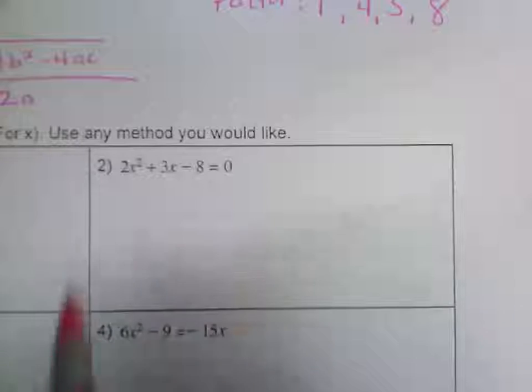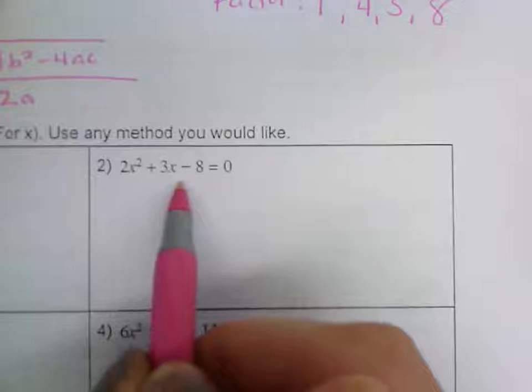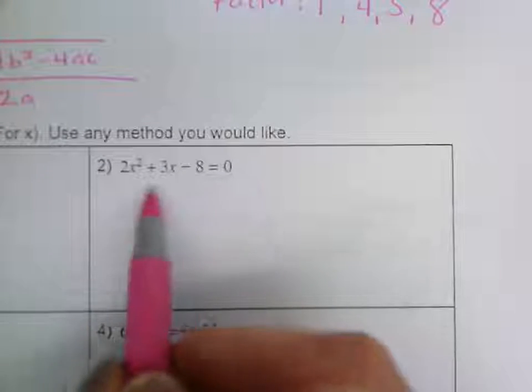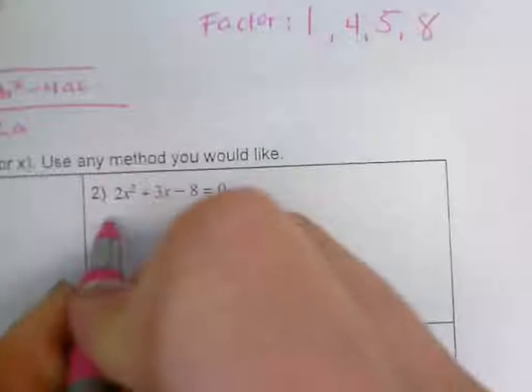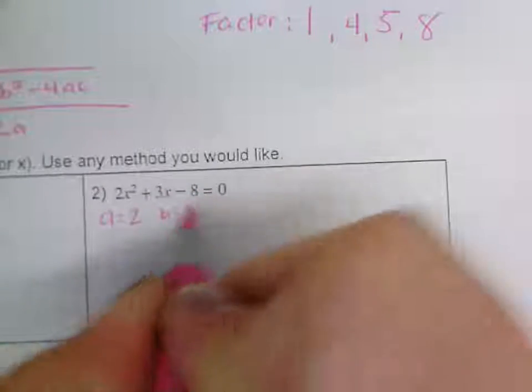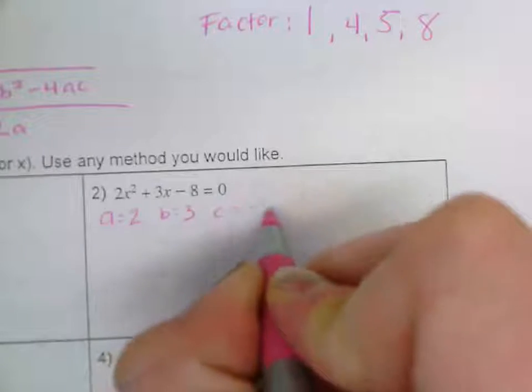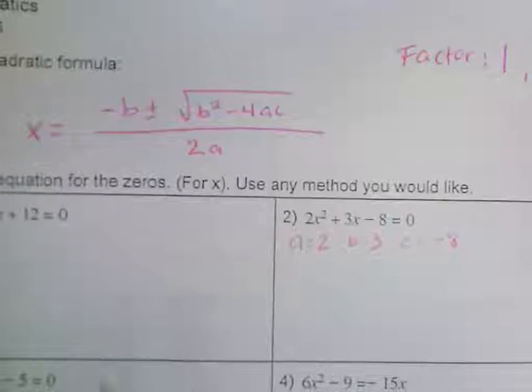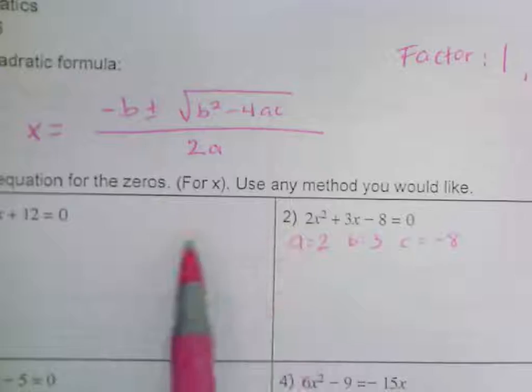So we'll zoom in here on number 2. We have 2x squared plus 3x minus 8. First I'm just going to start off by labeling my a, b, and c terms. So here a is equal to 2, b is equal to 3, and c equals negative 8. And now I'm just going to match this formula with all of these numbers.